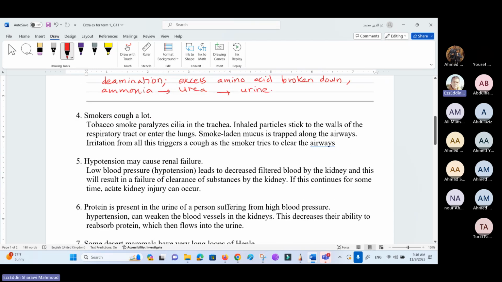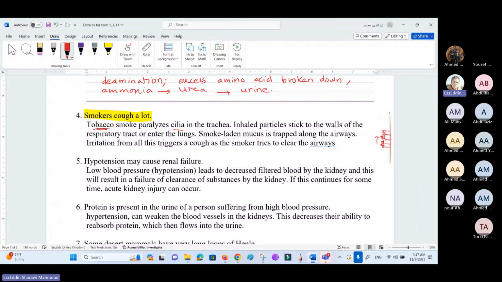Here is a difficult question. Smokers cough a lot. Why do smokers have a special cough? The secret is in tobacco. Tobacco, after burning, changes into smoke. This smoke will paralyze, which means stop the action, stop the movement of cilia. Cilia here. This is another cell called ciliated. This is another cell, ciliated.